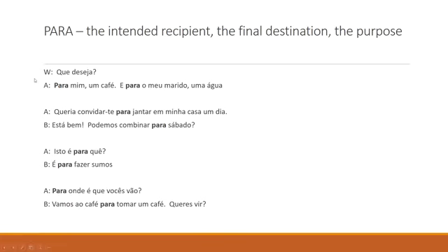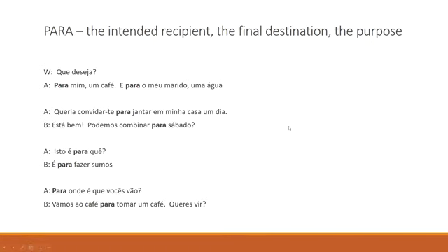I've got here "Que deseja?" in the café, and someone might say, "Para mim um café e para o meu marido uma água." So here we're meaning for me, as in it's going to be given to me, or para o meu marido, for my husband, it's going to be given to my husband. The coffee and the water.